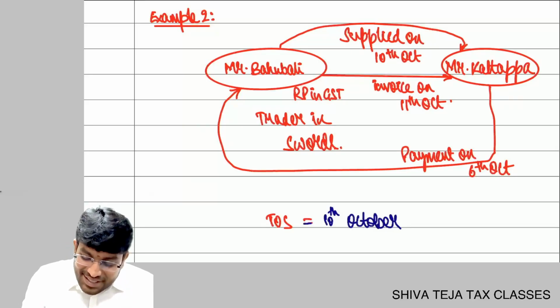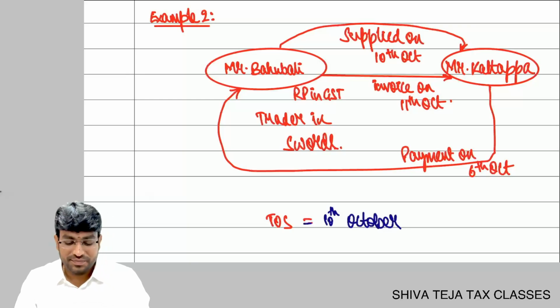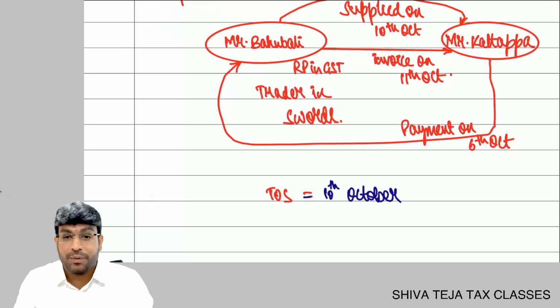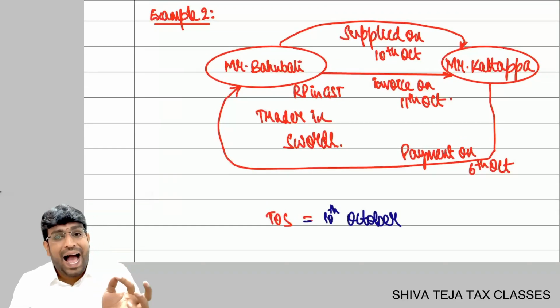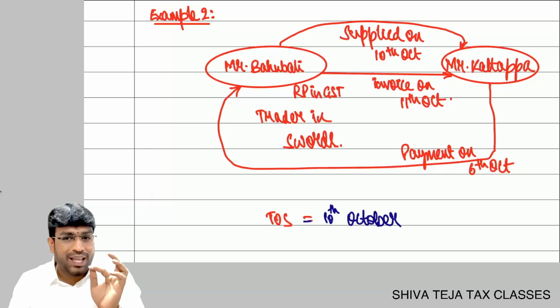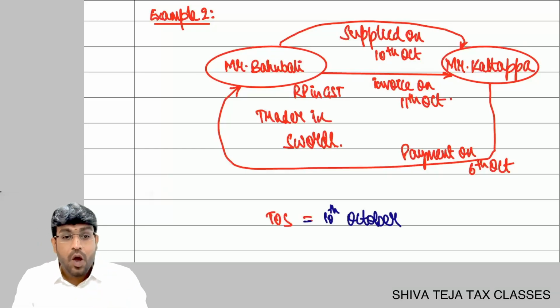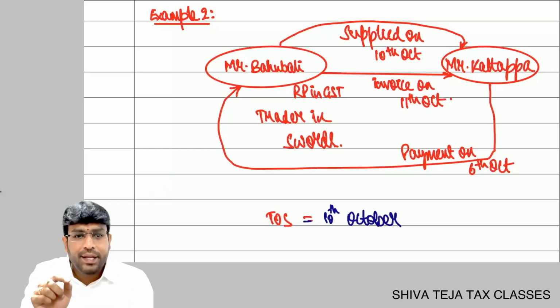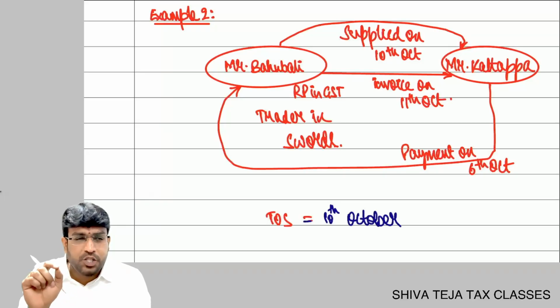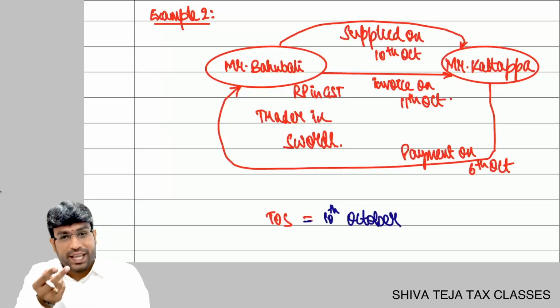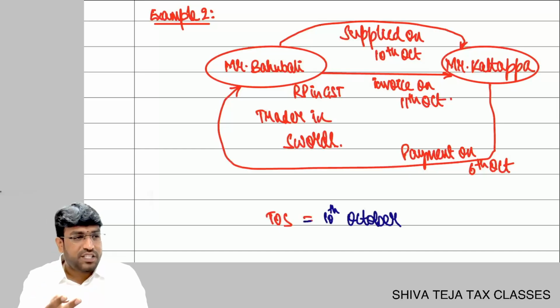The answer is 10th October. Because the reason is very clear that time of supply is the actual date of invoice. What is the actual date of invoice? 11th October. Or the last date when invoices ought to have been issued. In our case, when invoices ought to have been issued is 10th October. So 10th October or 11th October, whichever is earlier. The answer is 10th of October.